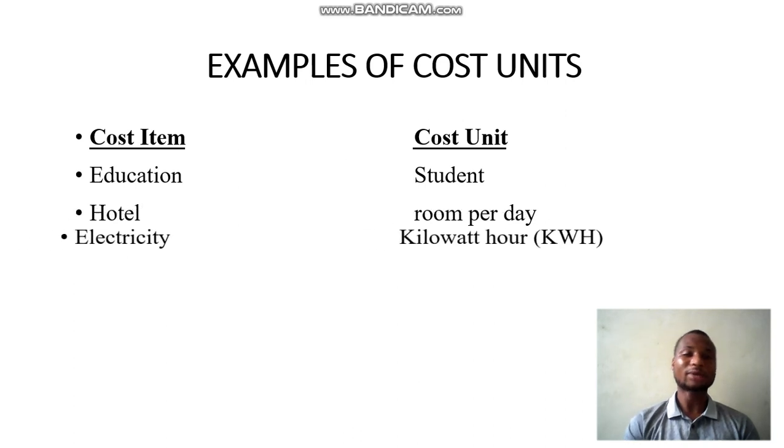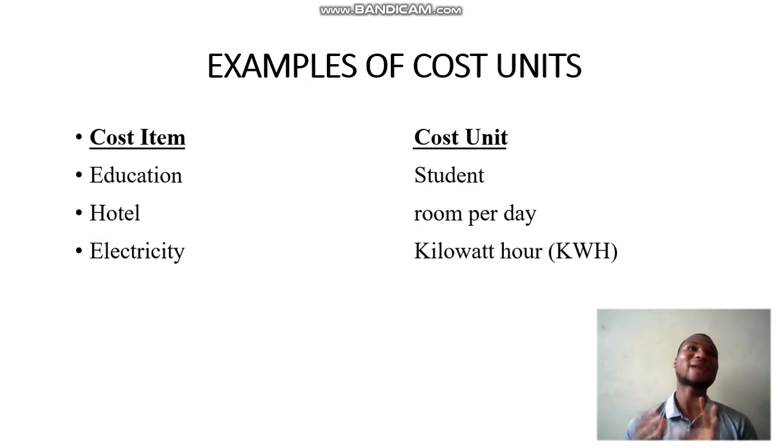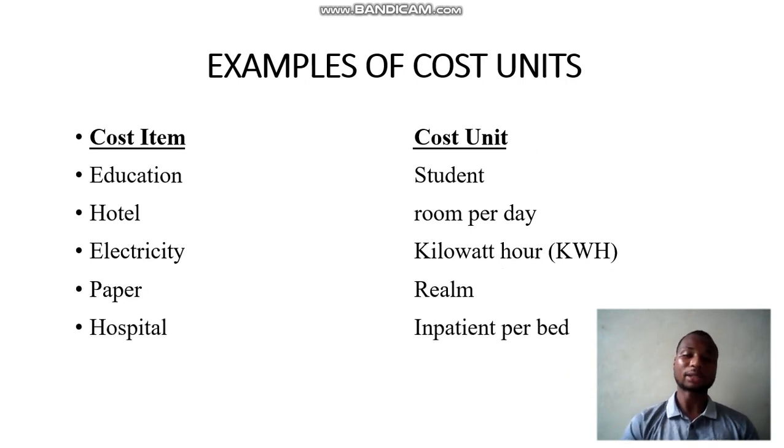Then we are talking about electricity. For electricity, you have the kilowatt hour. When you buy electricity, you see that they write the quantity of kilowatt hours you have there, for example 500 kilowatt hours. So 1 kilowatt hour is used as the cost unit to measure the cost of electricity you are consuming. Are you following that? Then we are talking about paper. We can use a ream to measure the cost of paper. For a hospital, it is the inpatient per bed.